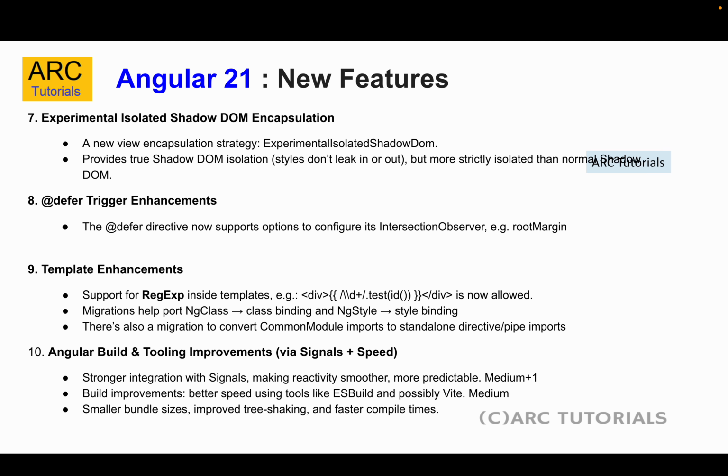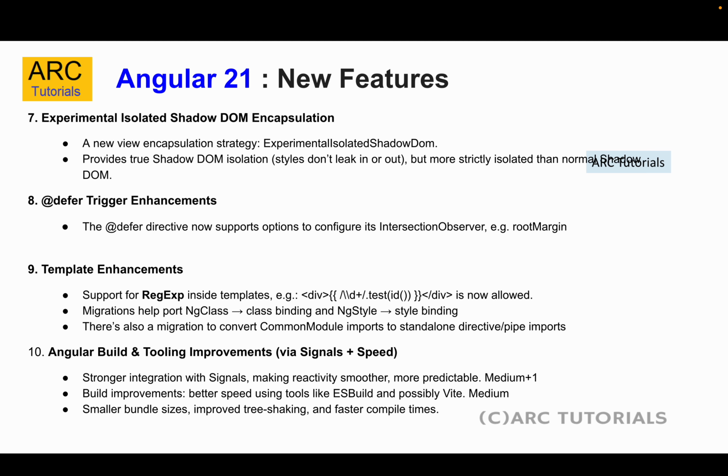Point number 8 is defer trigger enhancements. That's an interesting one because it now supports options to configure its intersection observer. That's important, especially if you are trying to change the design across mobile, iPad, and web experiences. Point number 9, template enhancements. Now it has support for regular expressions. It also helps with ngClass support and conversion to the common module.